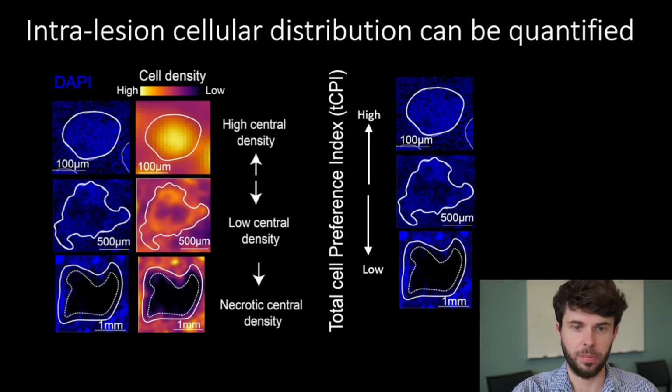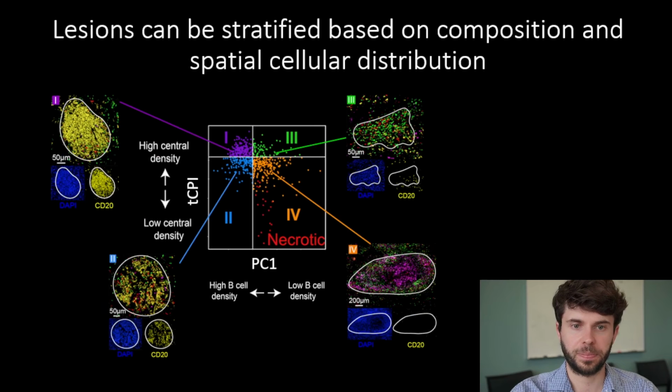As well as variation in the cellular composition of lesions, we also observed variations in their intra-lesion cellular distribution. While our necrotizing lesions were defined by their central acellular core, we also observed that non-necrotizing lesions could either have a more tight or a more loose, though still cellular, central region. And we developed a metric called Total Cell Preference Index, or TCPI, that compares the density of peripheral and central regions within a lesion, and we were then able to stratify all lesions based on this intra-lesion cellular distribution.